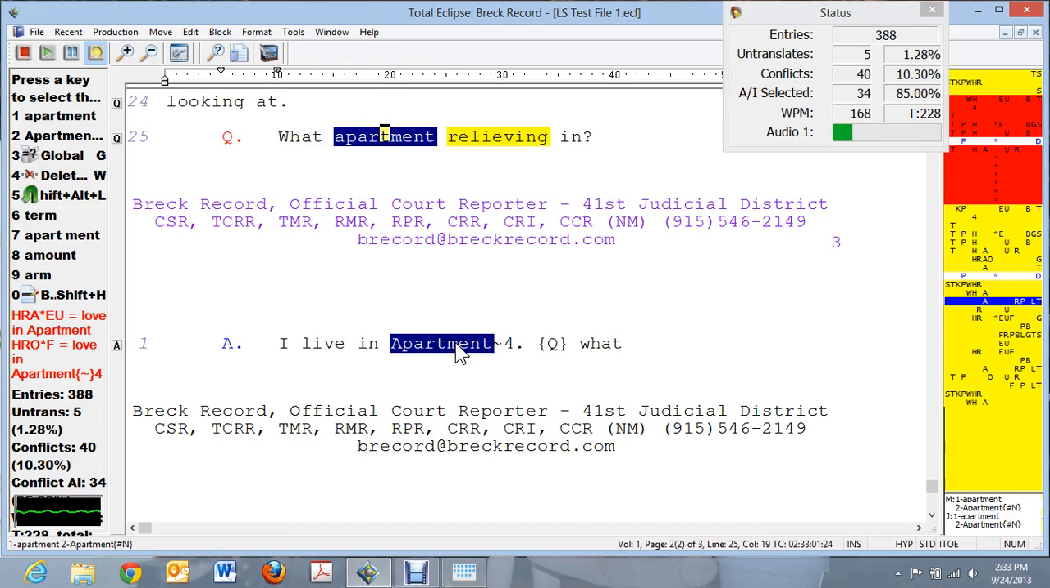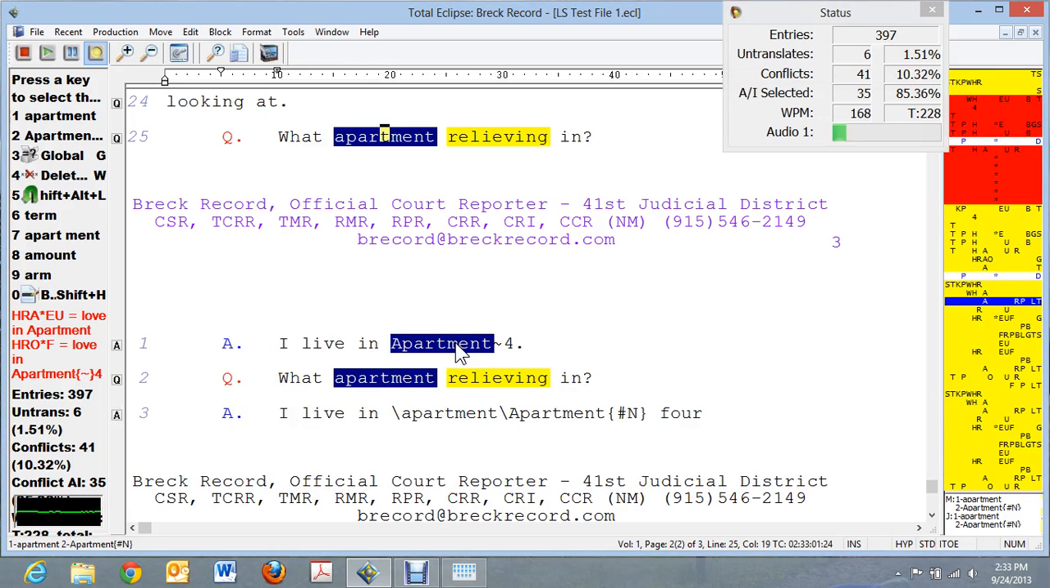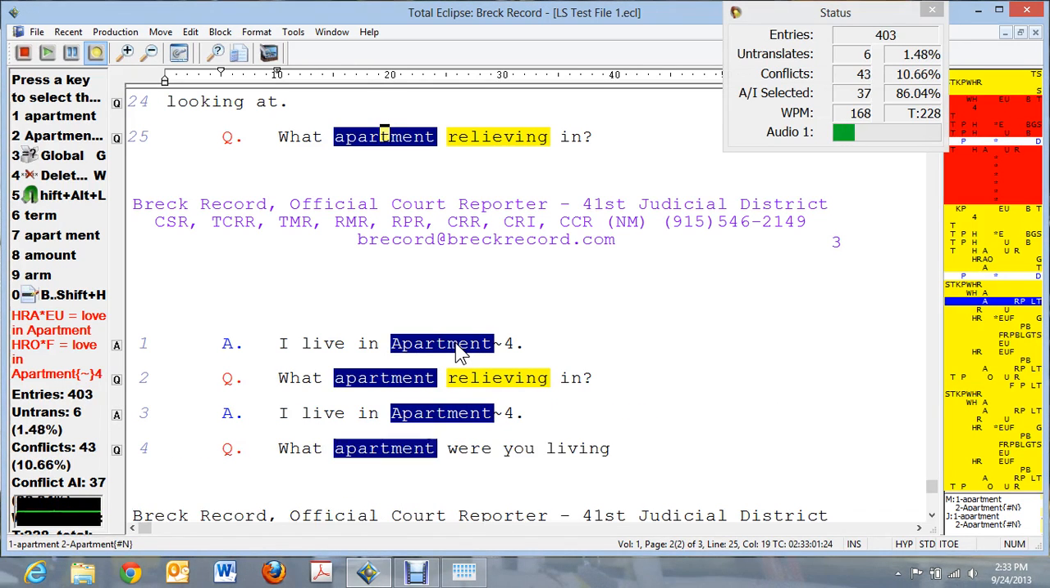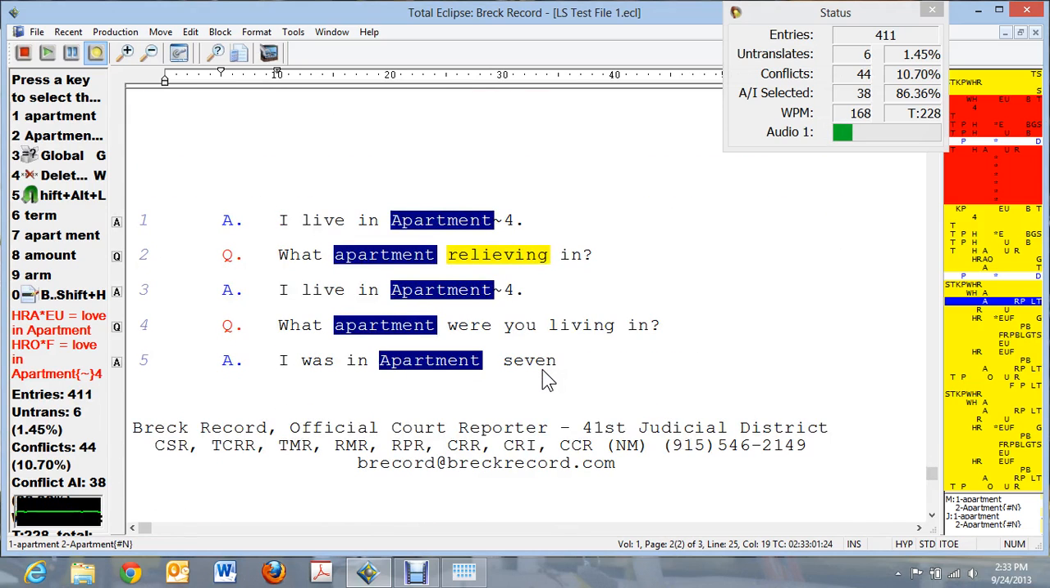Let's do that again. What apartment are you living in? I live in apartment 4. Well, what apartment were you living in? I was in apartment 7. Now let's just see here how it does with these different issues. I live in apartment 4. What apartment were you living in? I was in apartment 7.